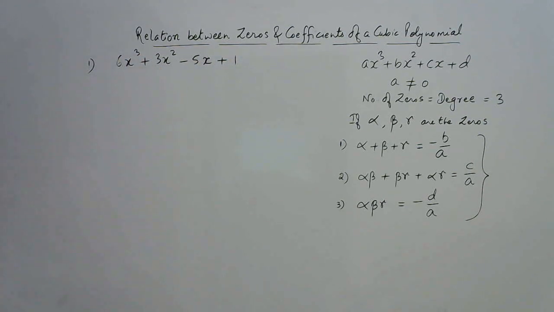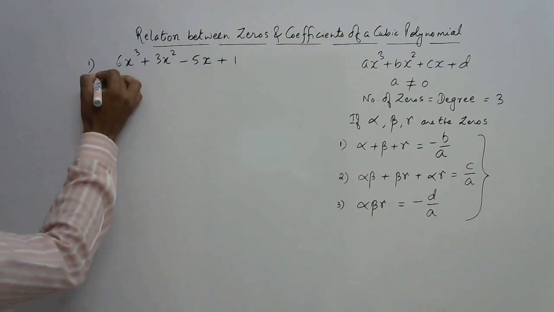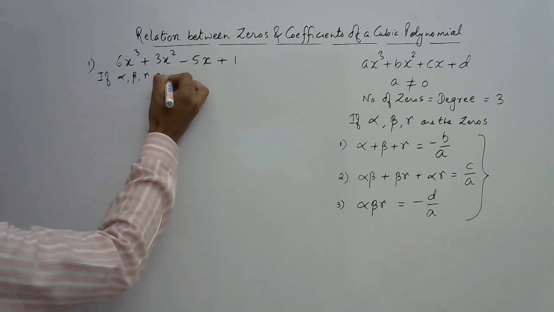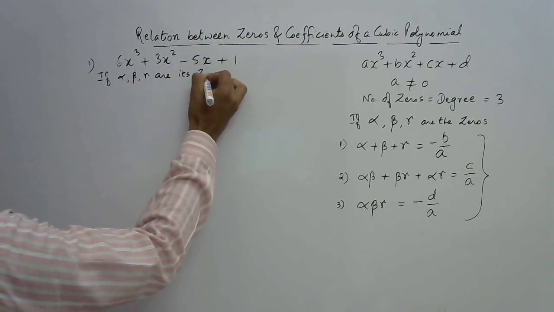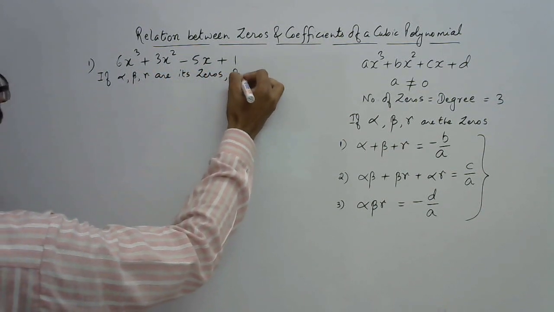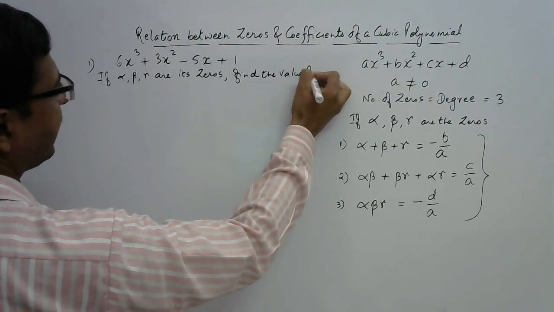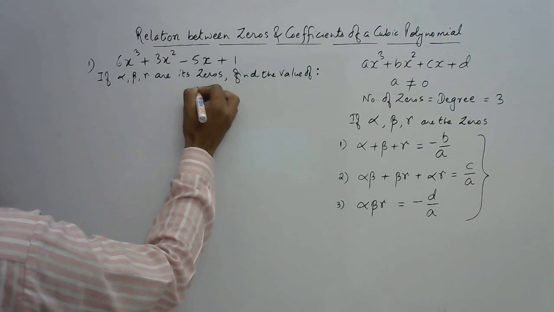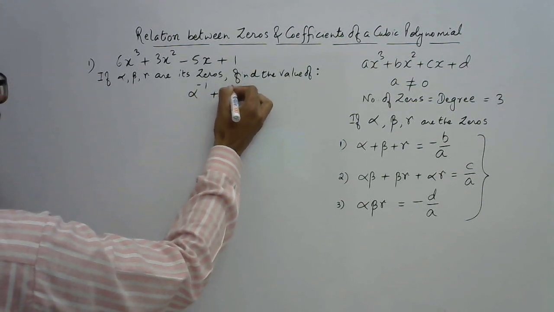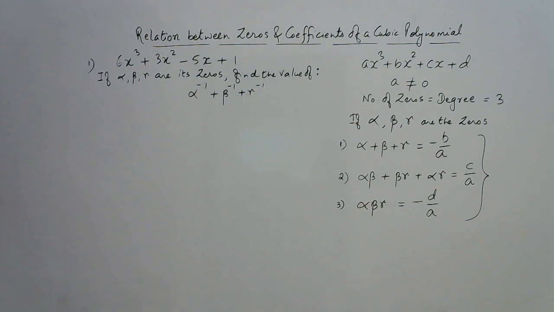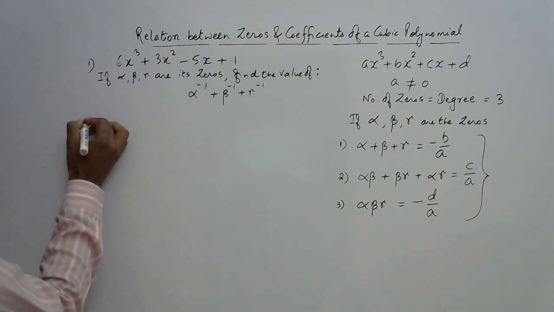So in the question it is given that if alpha, beta and gamma are its zeros, then find the value of a particular expression, and that expression is alpha power minus 1 plus beta power minus 1 plus gamma power minus 1. Now you can find this type of question in your class 10th books also, in the chapter on polynomials. So how do we solve these kind of problems?